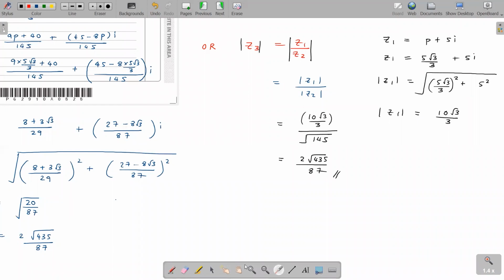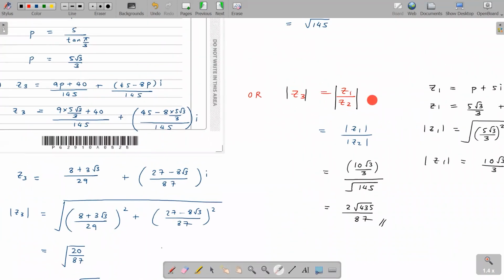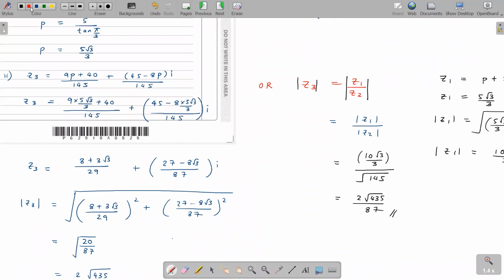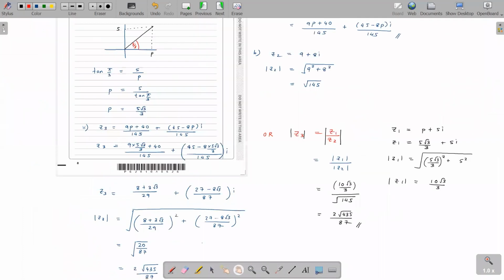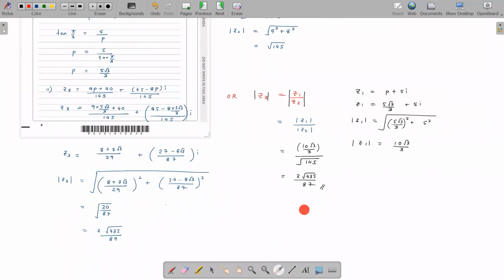Now you can see when you compare the two methods, this is the easiest method. This method is really easy, so I would prefer to go with it. Taking the modulus of Z3 by taking the modulus of Z1 over Z2, and taking the individual modulus of Z1 divided by the individual modulus of Z2, is a lot better. You can see the amount of steps and the amount of working has reduced. So definitely go with this technique rather than the other one. This is the best way to go.